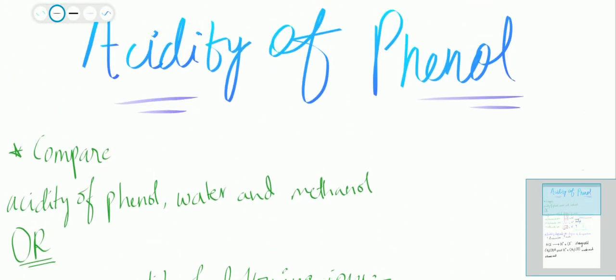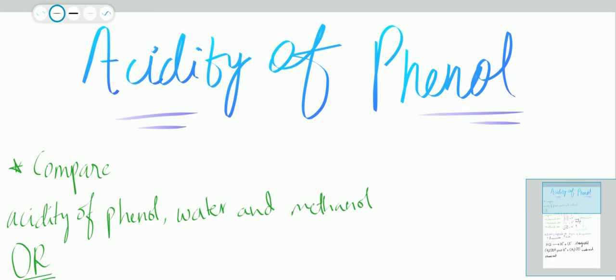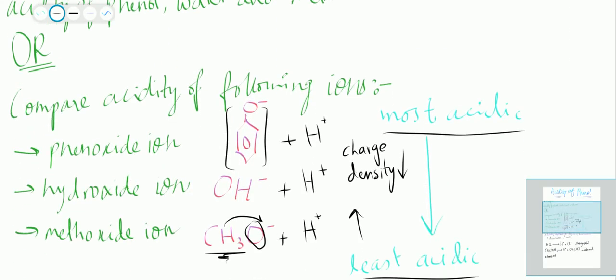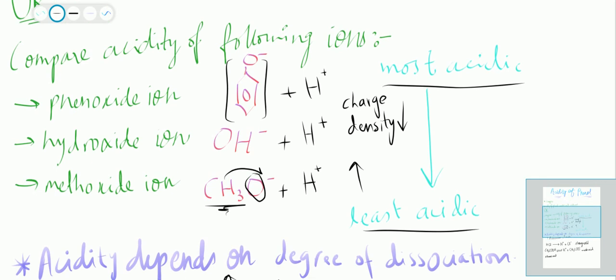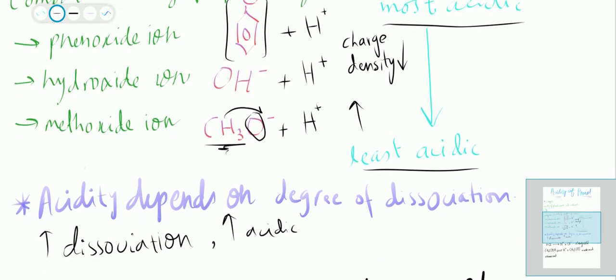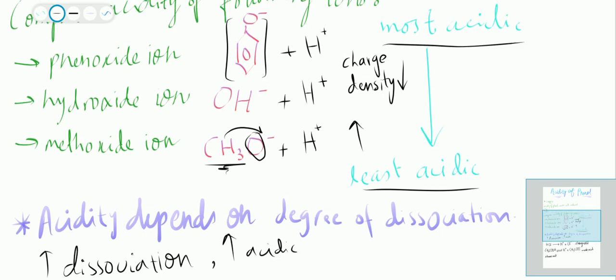Now let's review whatever we have discussed, and it all boils down to the fact that the most acidic ion is the phenoxide ion and the least acidic is the methoxide ion because of the relative charge densities. There is less charge density on the phenoxide ion. That means that it has higher degree of dissociation and thus it is more acidic, and acidity depends on the degree of dissociation. The more dissociation we have, the more acidic it's going to be.